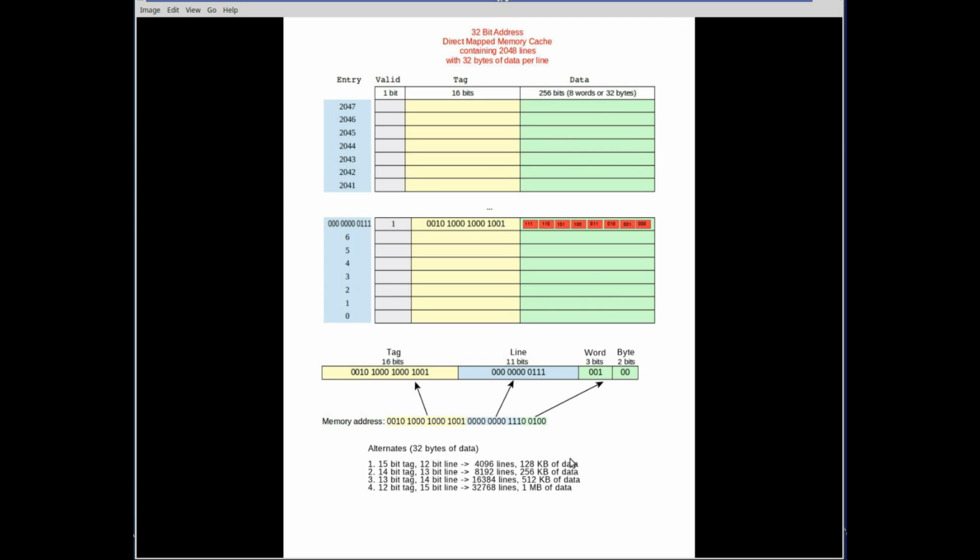Well, if we shift it around a bit and make the tag 15 bits and the line 12 bits, that means we've got 4096 lines. If we double the number of lines, you're going to double the amount of data, assuming we're still at 32 bytes of data per line. If I went to a 14-bit tag and a 13-bit line, that would be 8192 lines or 256K of data. A 13-bit tag and 14-bit line gives 16384 lines or half a meg of data. And finally, a 12-bit tag and a 15-bit line would yield 32,768 lines and 1 meg of data in the overall cache.